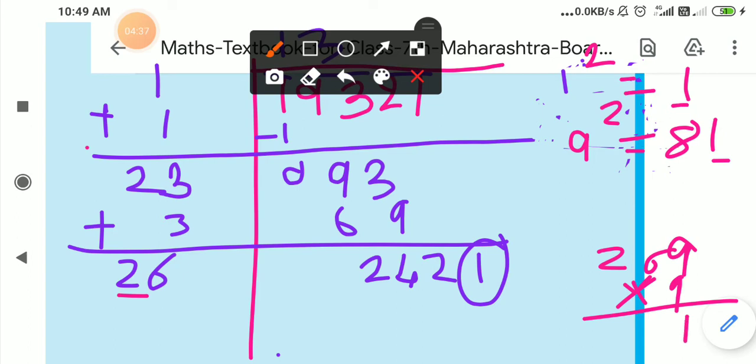So 9 9s are 81, 8 carry. 9 6s are 54, 54 plus 8 is 62, 6 carry. 9 2s are 18, 18 plus 6 is 24. So 2421, this answer you will get. When you solve this, you will get this answer.